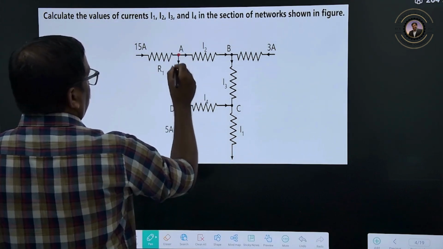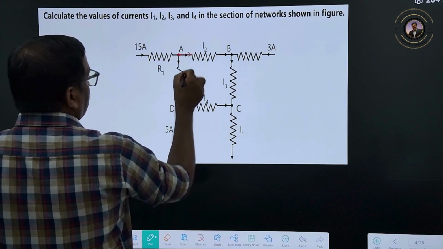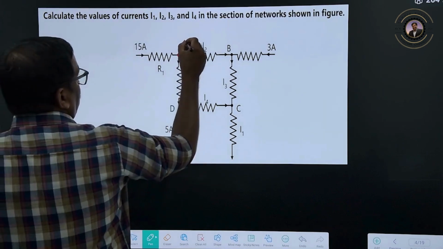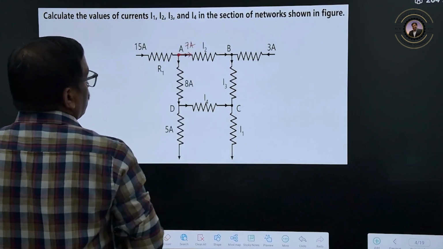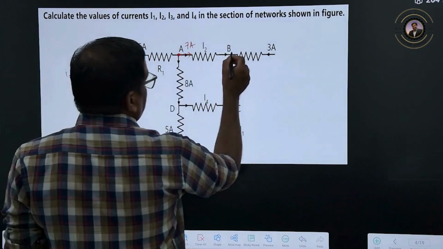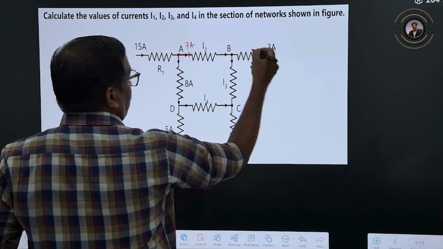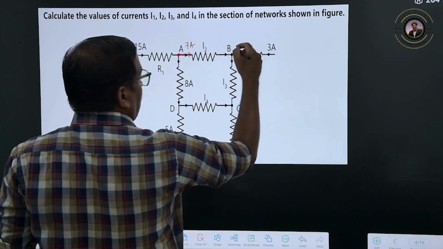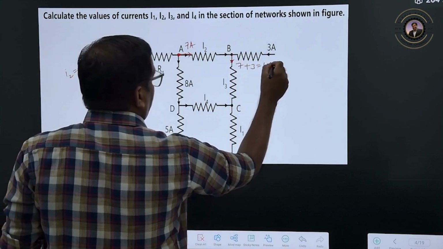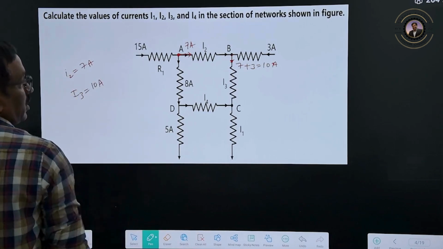From this, 8 ampere is going this side. So 15 minus 8, therefore 7 ampere will be going to this side. So I2 I got as 7 ampere. Now 7 ampere is coming here, and 3 ampere is getting added. That means 7 ampere is coming and this 3 ampere is adding, so it is coming to this side. 7 plus 3, therefore 10 ampere. So this is I3. I3 is 10 ampere.